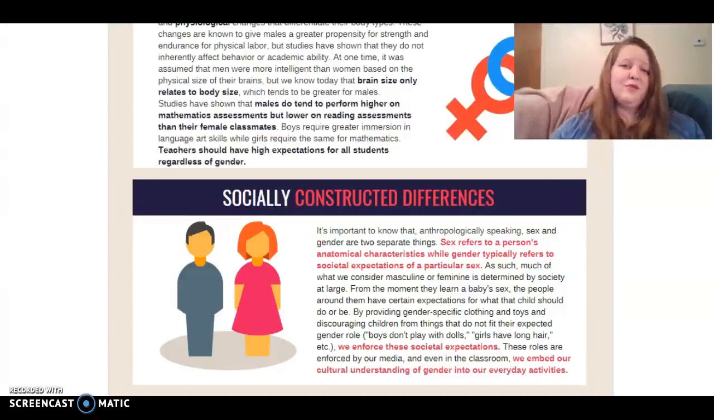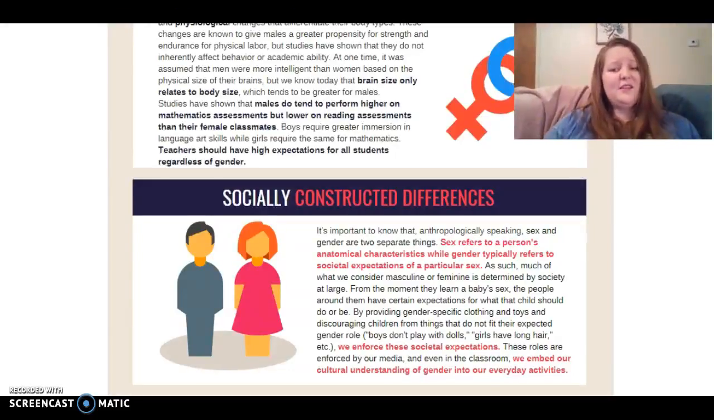From the moment that people learn a baby's sex, they have different ideas about what that baby will become when they are grown. By providing gender-specific clothing and toys, or discouraging children from doing things that do not fit their expected gender role, like not letting a boy play with dolls, or making a girl keep her hair long, we enforce these expectations. These roles are also enforced by our media, and even in the classroom, teachers embed our cultural understanding of gender into everyday activities.